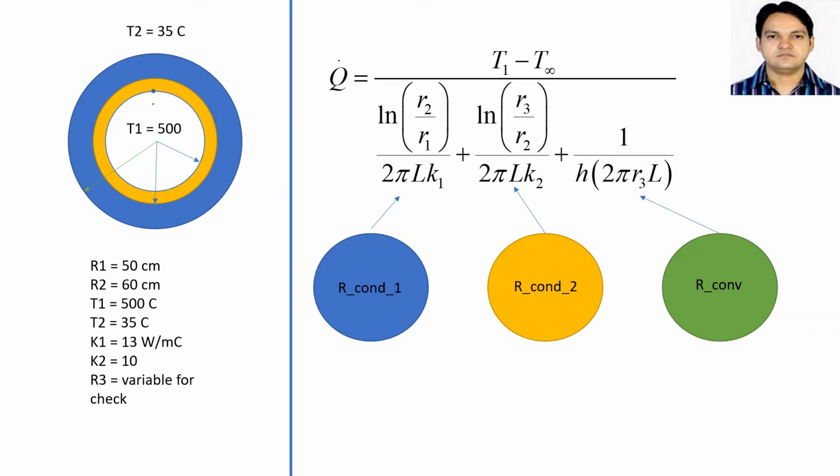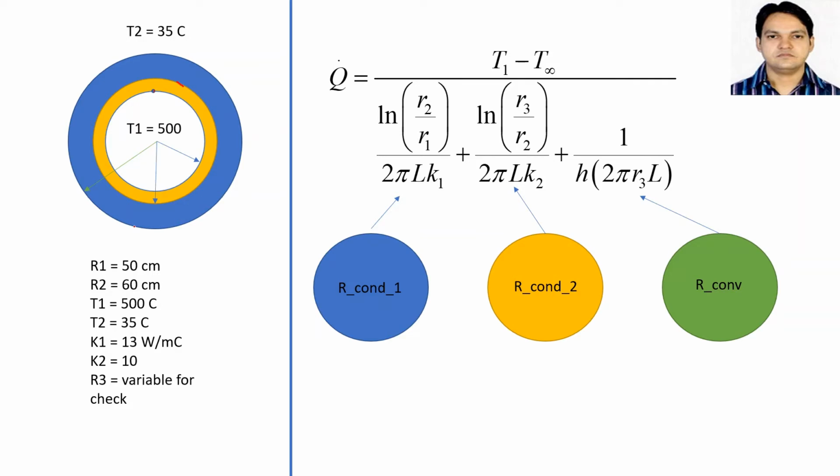See this figure. We have a hollow cylinder which is carrying, suppose, steam, and the temperature of the inside surface is 500 degrees Celsius. R1 is 50 centimeters, so the radius of this pipe is 50 centimeters. R2 is 60, meaning this radius. So this is the initial thickness of the pipe carrying steam, and that is 10 centimeters.